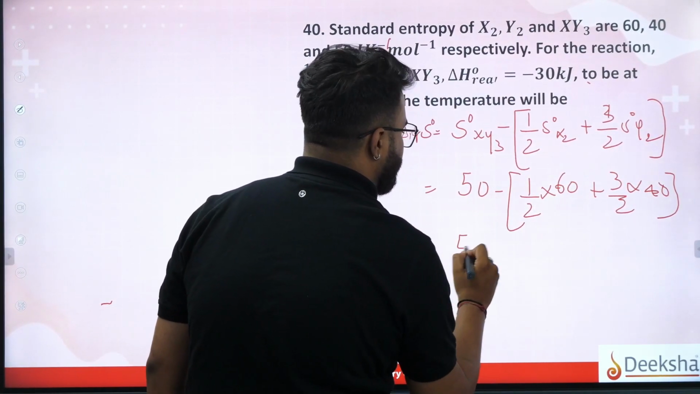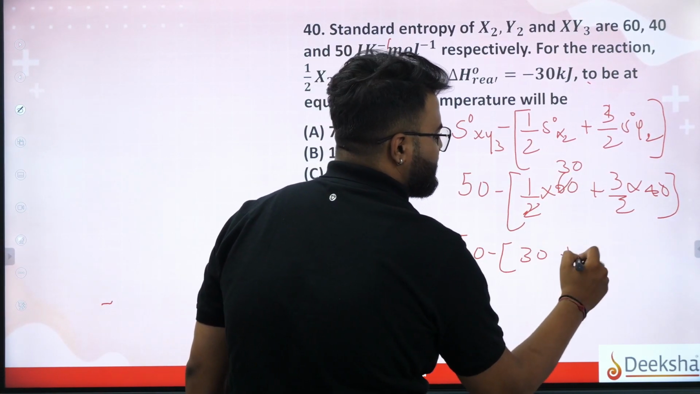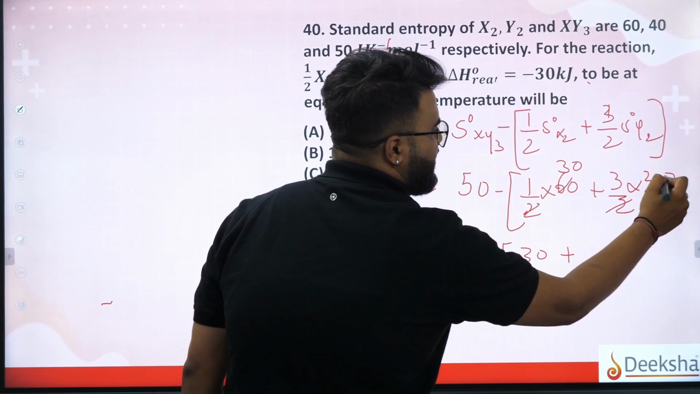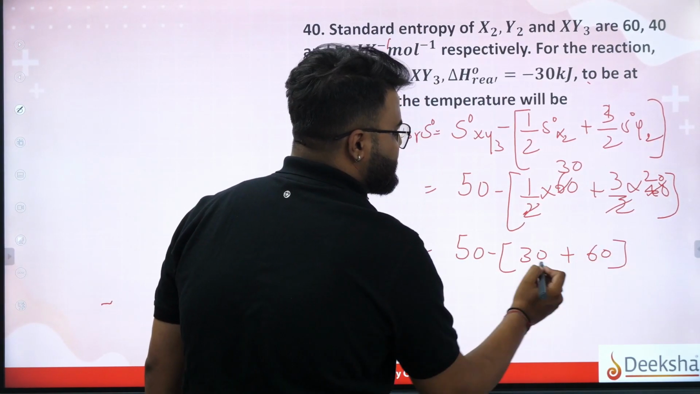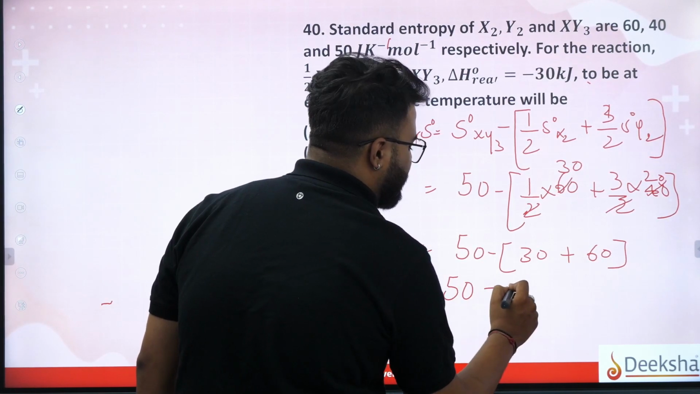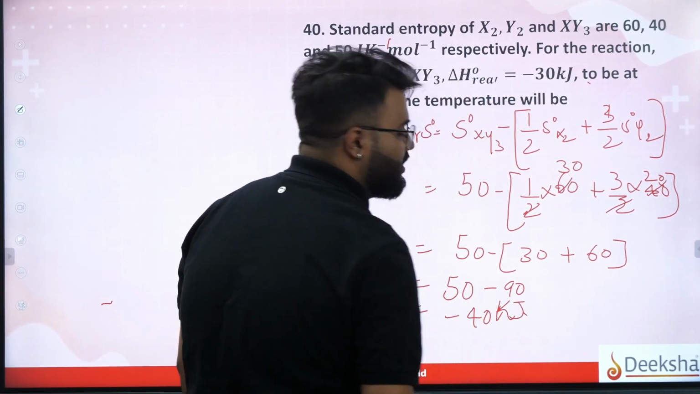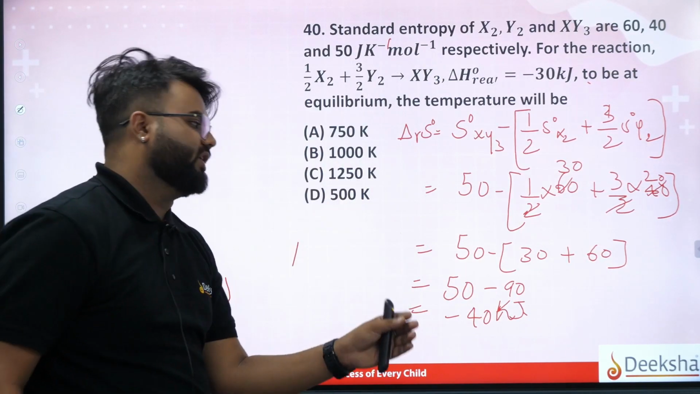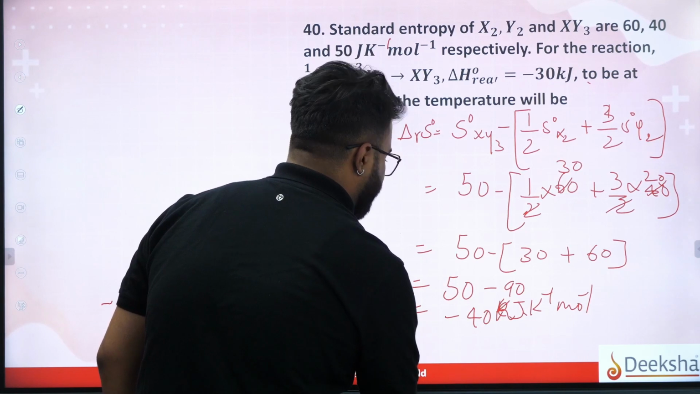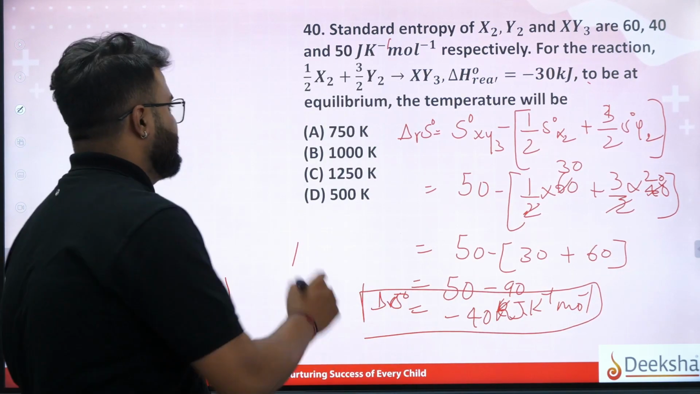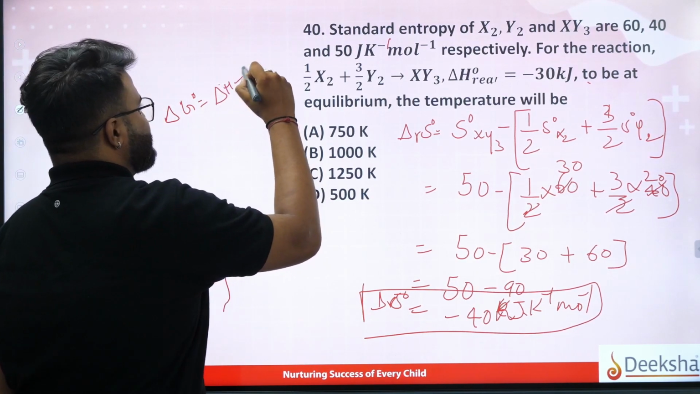So if we solve this, what do we get? 1/2 of 60 is 30, plus 3/2 of 40: 3 twos are 6, so 60. 60 plus 30 is 90. So 50 minus 90 is nothing but minus 40 joules per Kelvin per mole. So that is your entropy change. So we have got this. Now we know that delta G naught is equal to delta H minus T delta S.